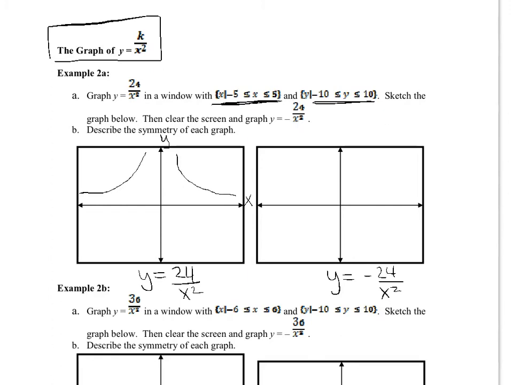So I'm going to go from negative 5 to 5 on my x-axis and negative 10 to 10 on my y-axis. And that's what your graph should look like. So your graph is in quadrant 1 and 2, and there's nothing in 3 and nothing in 4. So these are two branches. They are not a hyperbola now. They're just two branches, and they're called an inverse square curve.